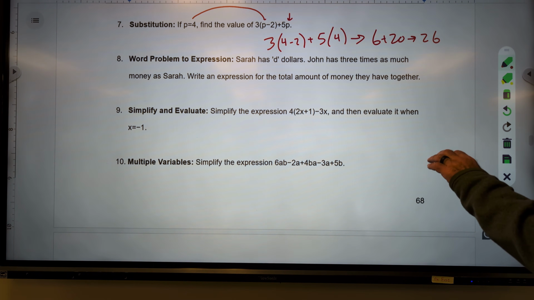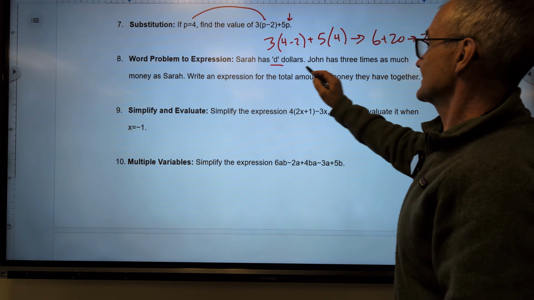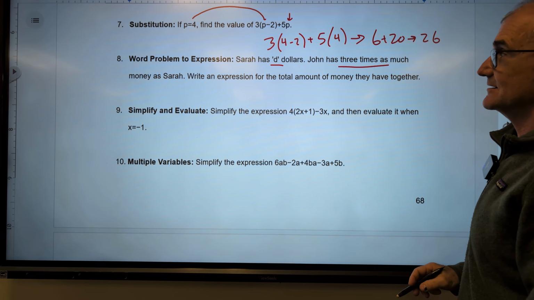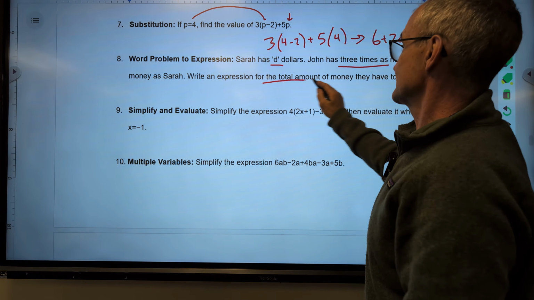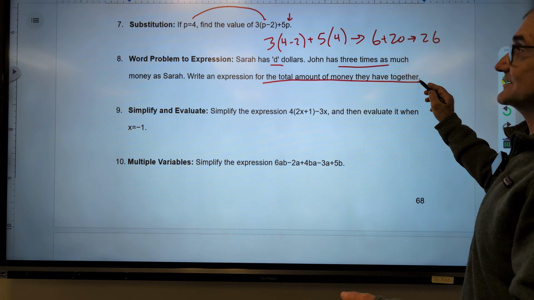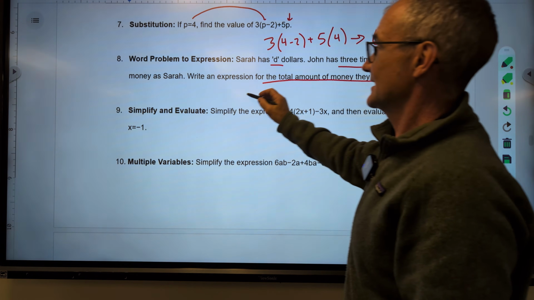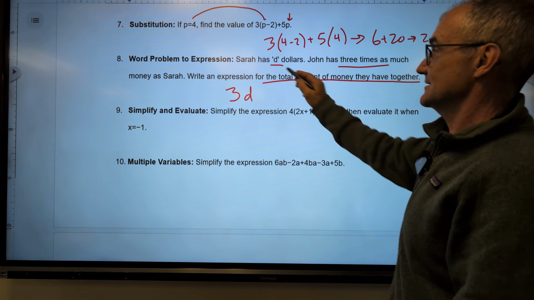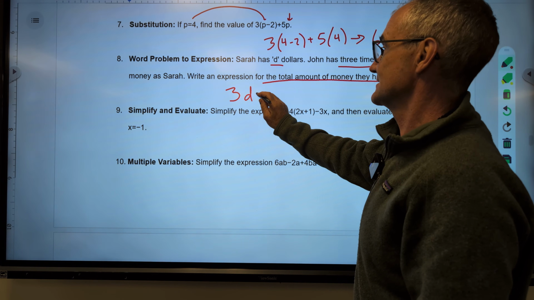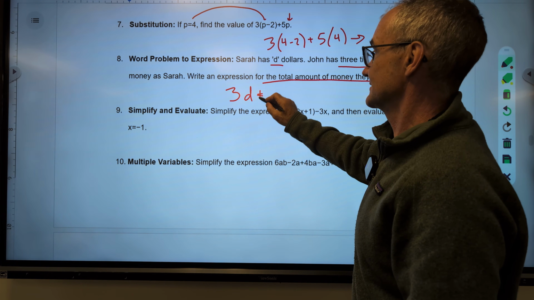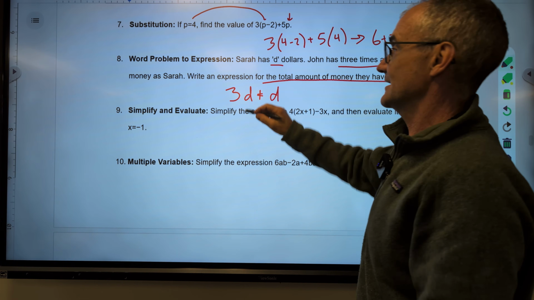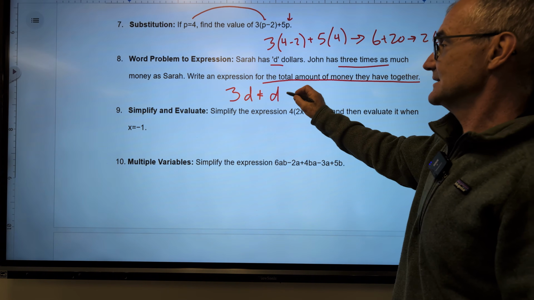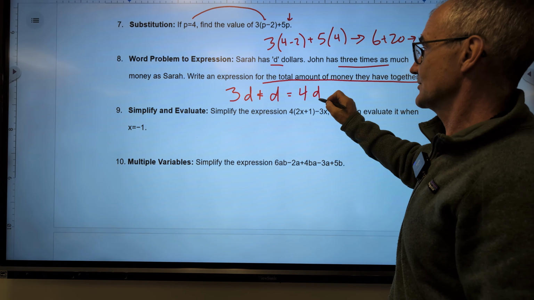Word problem to an expression. Sarah has $D. John has 3 times as much money as Sarah. Write an expression for the total amount of money they have together. So John has 3 times whatever Sarah has. Sarah has $D. So together they have John's money 3D plus Sarah's money 1D to give you an answer of 4D.